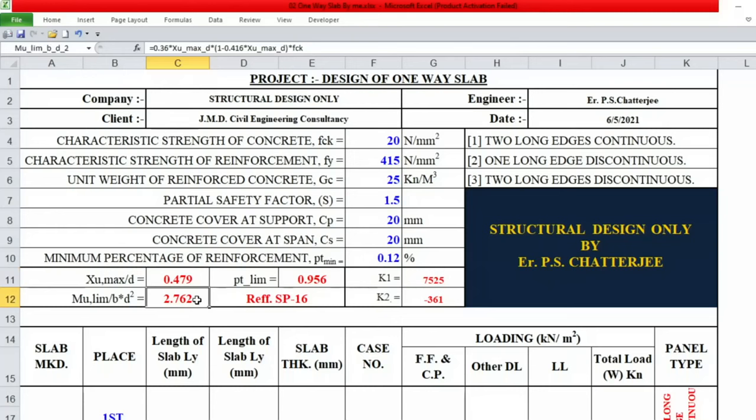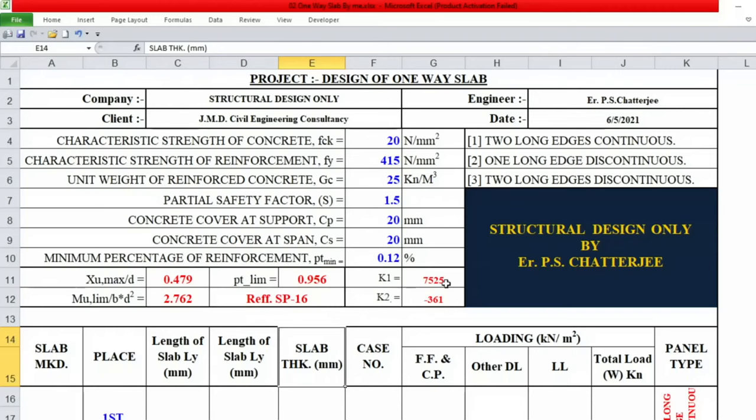Mu limit by BD square is equal to 0.36 XU max by D into 1 minus 0.416 XU max by D into FCK. PT limit is equal to round up 100 into 0.36 FCK divided by 0.87 Fy into XU max by D up to 3 digits. All this formula I have used here, you will get it in SP 16.